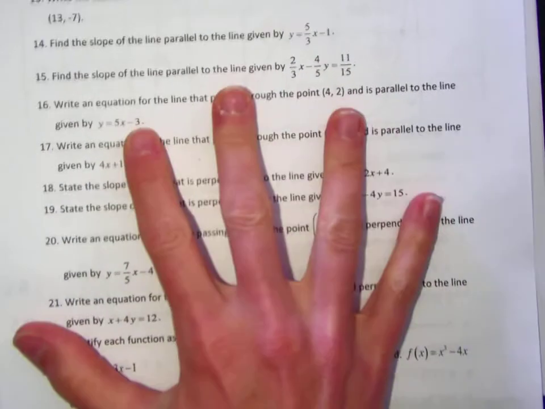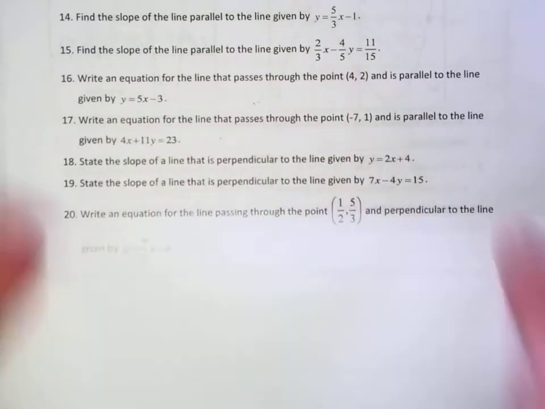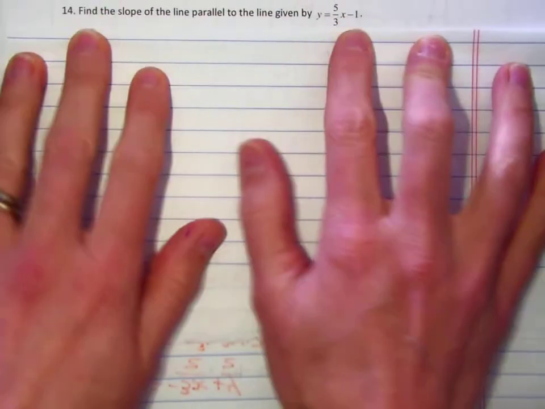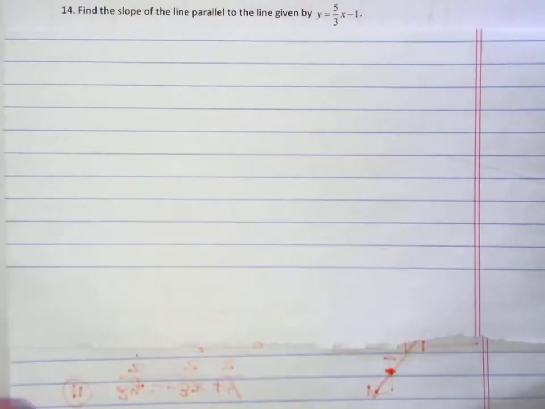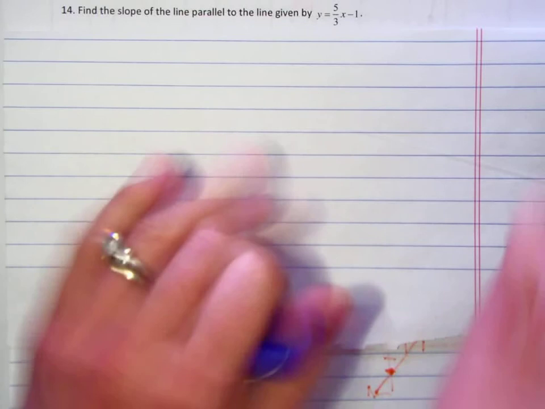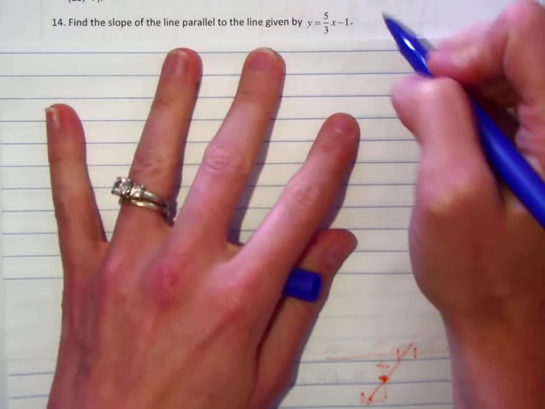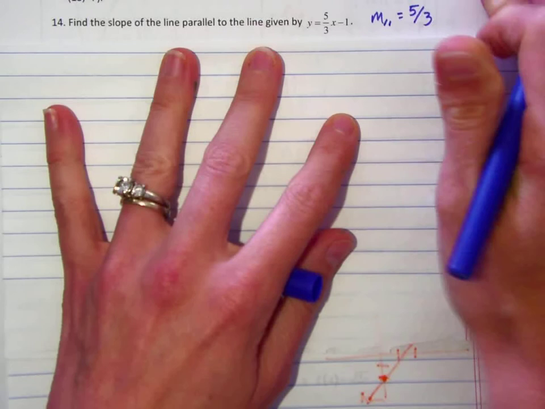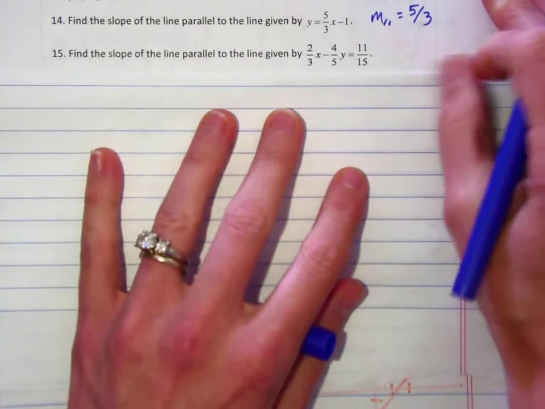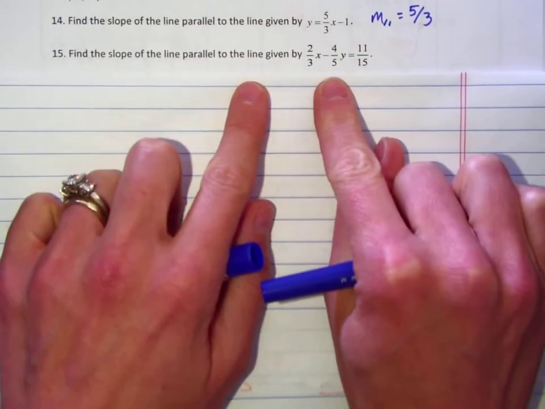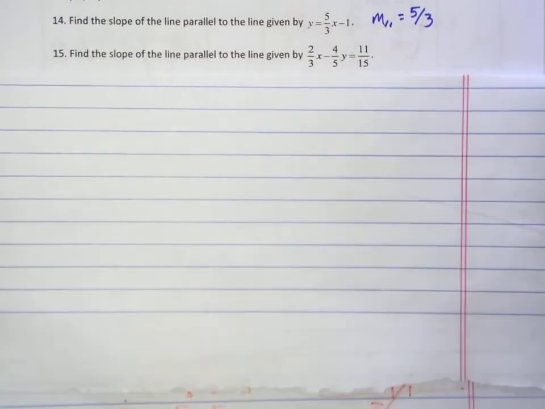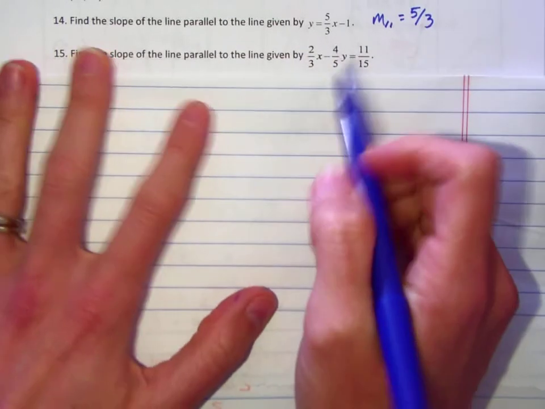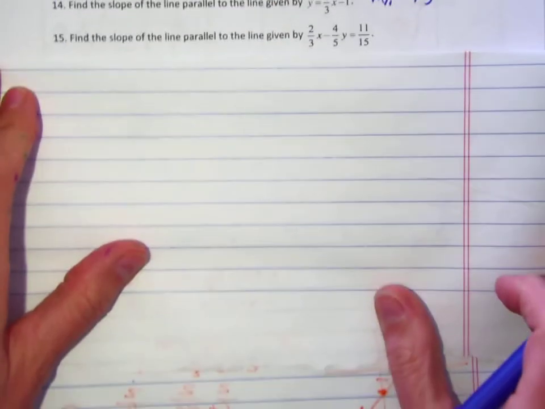So for 14, we want to find the slope of a line parallel to this, and a parallel slope is just the same slope. So for number 14, the parallel slope is just going to be 5/3. Okay. Number 15, we want to find the slope of the line parallel to this.